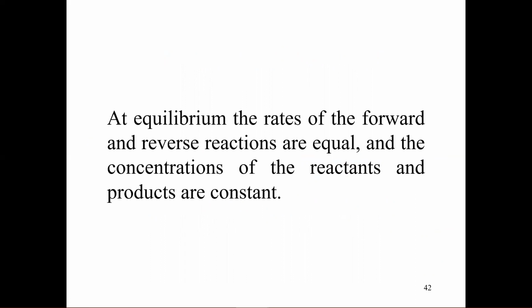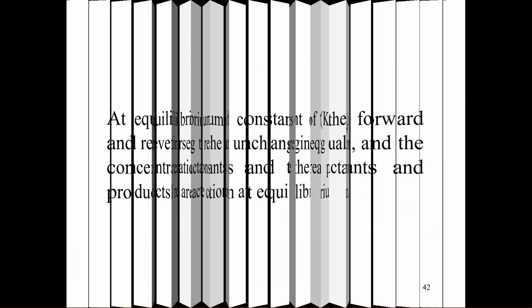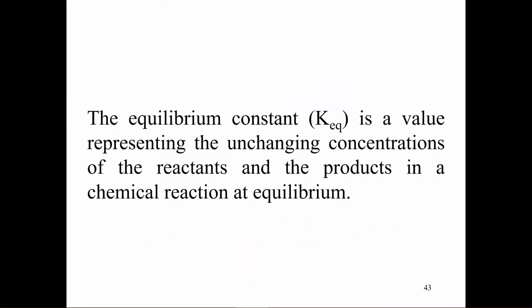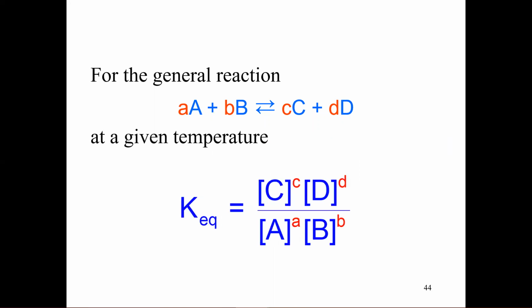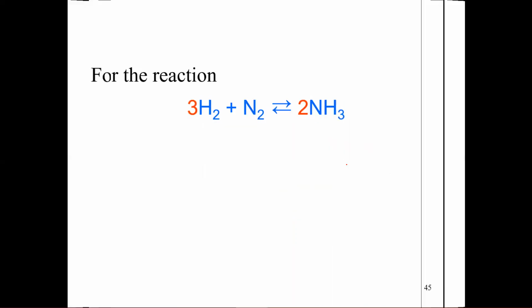At equilibrium, the rates of the forward and the reverse reactions are equal. The concentrations are constant. The equilibrium constant is a value representing the unchanging concentrations of the reactants and the products at equilibrium. So for a general reaction at a given temperature, the equilibrium constant is equal to this. And notice it is the products over the reactants. And essentially you can measure the different values when you do a certain experiment.